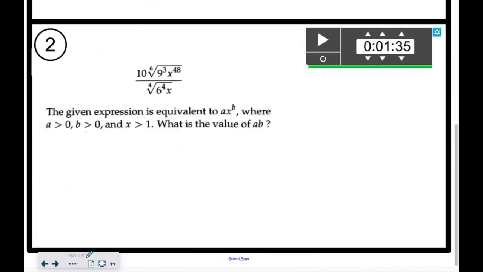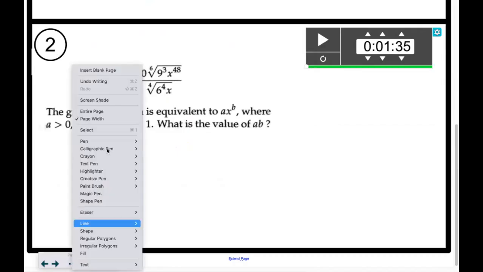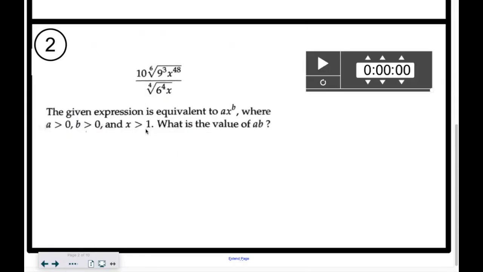All right, let's try this one. So they want this in the form of ax to the b, and then eventually A times B. Sometimes this gets confusing for students, but I'm only going to use this to guide the fact that I want everything in exponential form as opposed to radical form. So I'm going to rewrite all of this in exponential form and then go from there.